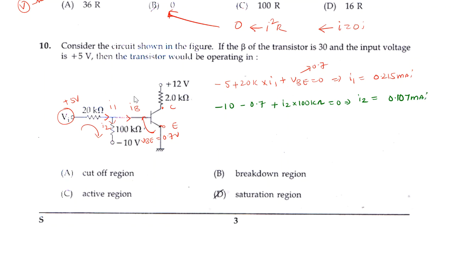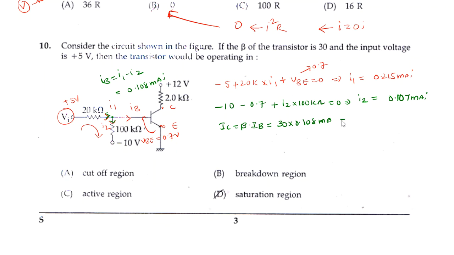So the base current, if you apply KCL here, is the difference between the entering and leaving currents. So IB is equal to I1 minus I2, which will be equal to 0.108 milliamperes. So we got these three values. Now IC. So IC is equal to beta into IB. The beta value given is 30, and the IB value we got is 0.108 milliamperes.